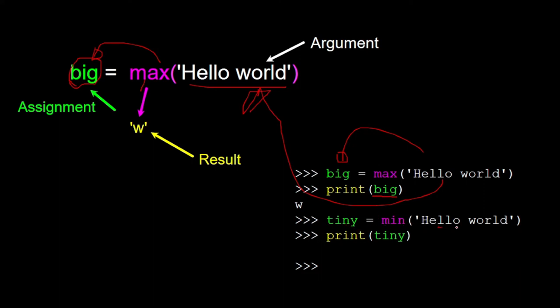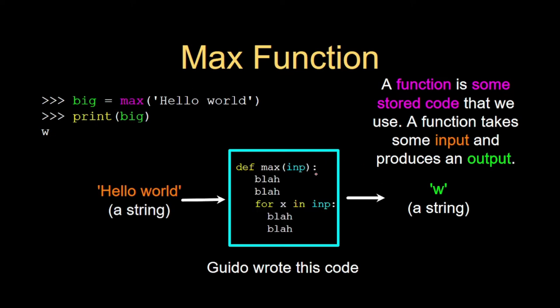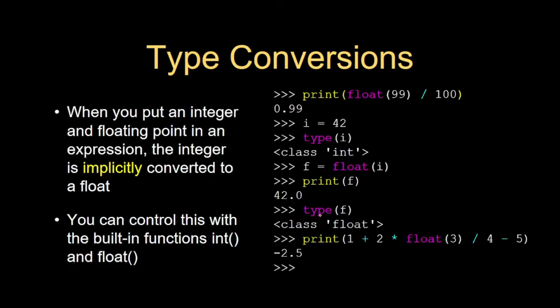Tiny equals min of hello world. This is the argument, and this is the function name, and the output of this function is loaded into this variable. When we print this variable, the output is displayed. Good. Max function, for example, big equals max of hello world, print big, like the previous one. The same is true here. def max of, and the like.